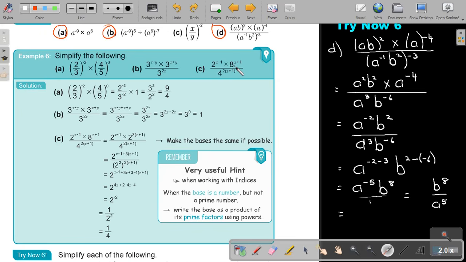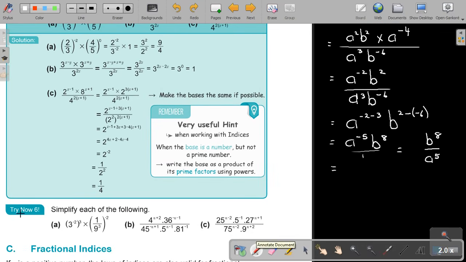If I do here, and this is very important, very useful when working with indices, when the base is a number but not a prime number, write the base as the product of its prime factors. So this will become 2 to the power of 3x, 2 to the power of 2, 2x. And then I just simplify that, this is 4x plus 1. You can do it in 2 steps. Then I just simplify, get negative 2, bring it down, and that will be my final answer.